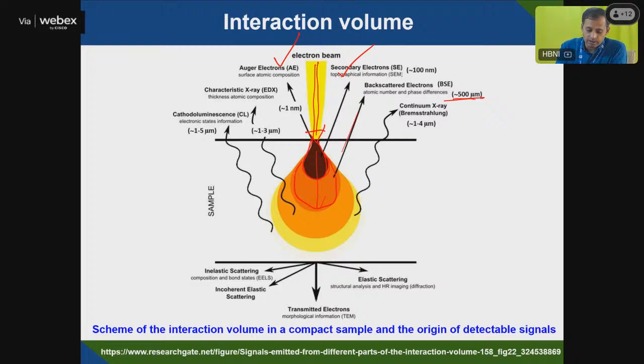In that range, you will consider this backscatter electron. And a little more, if you go to 1 to 3 micron, you will be able to see the characteristic X-ray. So characteristic X-ray emission will come in this range, and that will be useful. And then if you go much beyond this, like 1 to 4 micron, there it mainly gives the continuum, that is the background radiation. You will see the background radiation here.